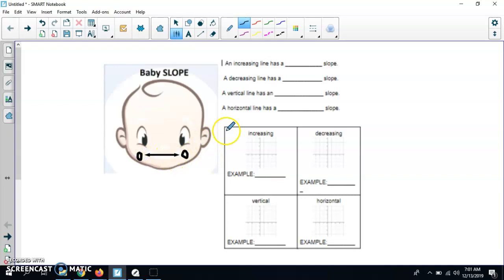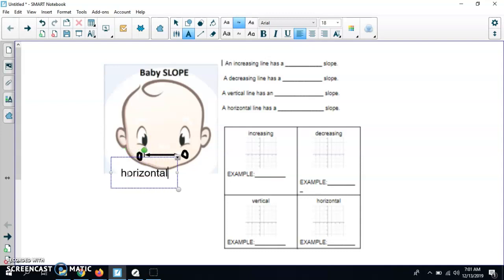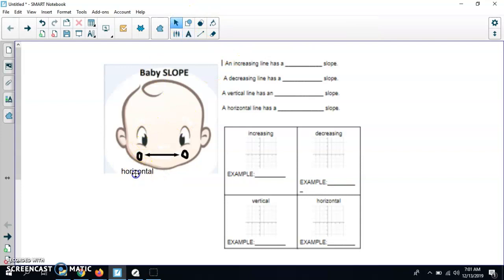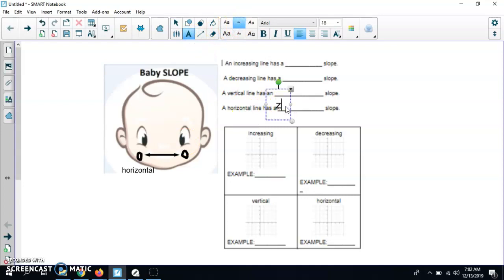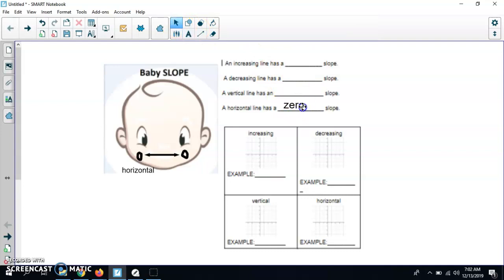The reason why we have that is because this kind of line is a horizontal line. I'm going to type it down here as a little note, horizontal. So a horizontal line. You can write that right on your paper, and you should write that on your paper for full credit. A horizontal line has a zero slope. That's why we put a 0, kind of like his rosy cheeks right up in there. So we can fill that in right over here. We could say a horizontal line has a 0 slope. Okay, so that means that the slope is 0.